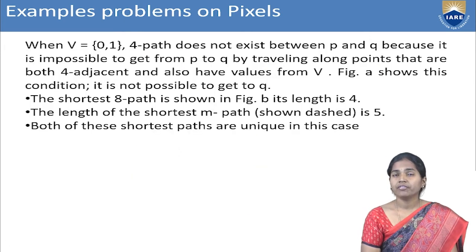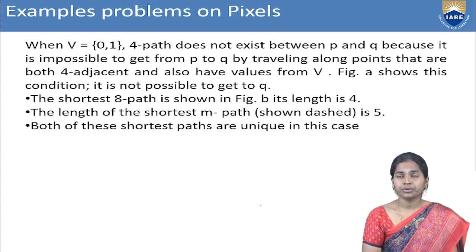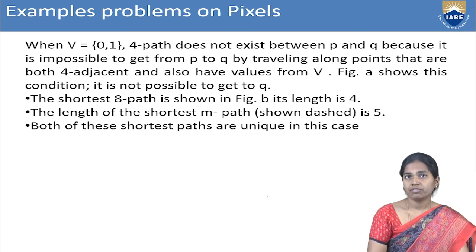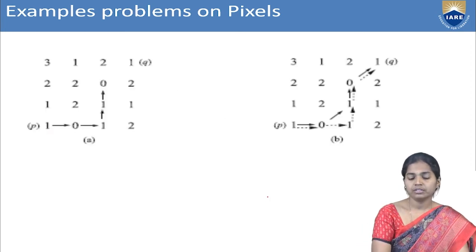Here, when V equals {0, 1}, a 4-path does not exist between P and Q because it is impossible to get from P to Q by traveling along points that are both 4-adjacent and have the values given in the condition from the figure. Observe here: this is point P, this is point Q. Up to here, it is okay. From here to here it is diagonal. There is no path from this point to this point. So 4-adjacency does not exist.